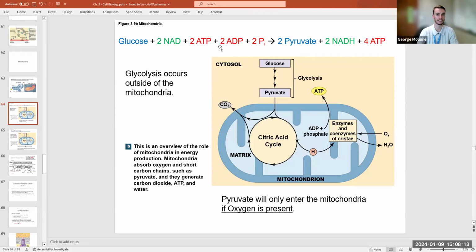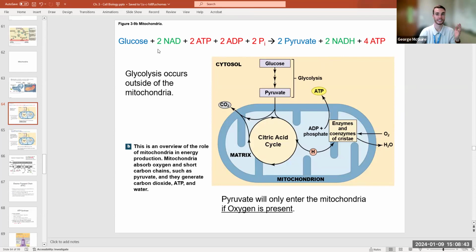So glycolysis on its own, without the mitochondria, can make 4 ATP. However, it requires 2 ATP to begin with. So really, we only get 2 new energy molecules from glycolysis. So not a whole lot, and very inefficient. And if these pyruvate molecules then cannot continue through cellular respiration, they ultimately end up using even more energy to convert them back to glucose in the liver.